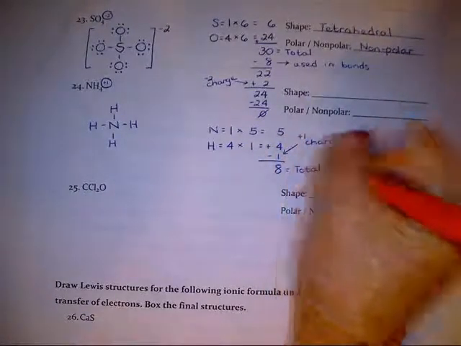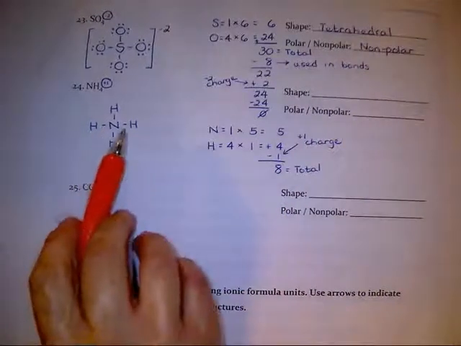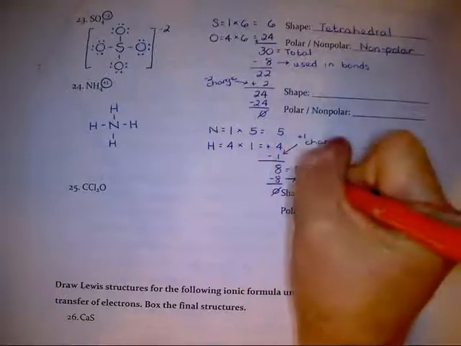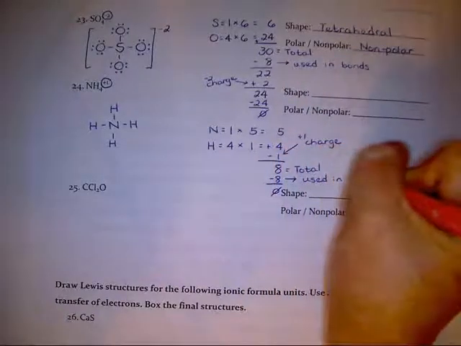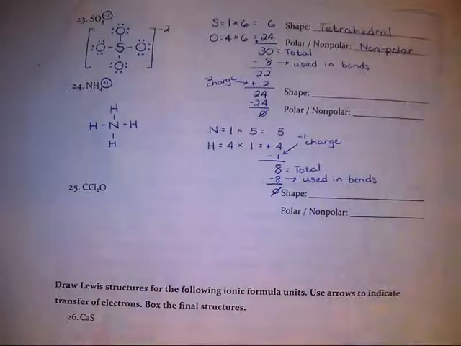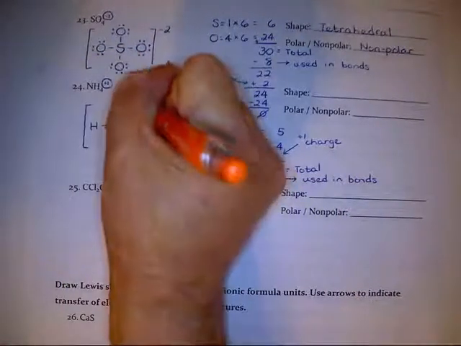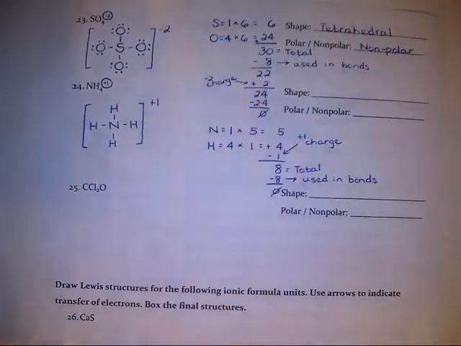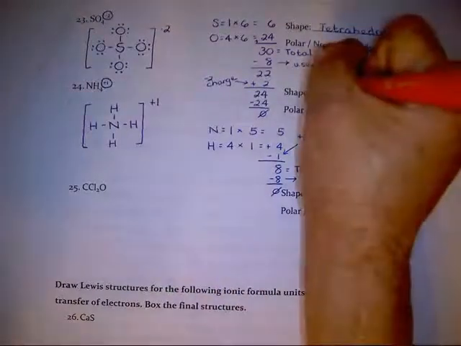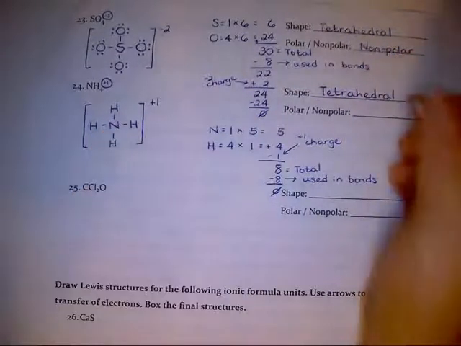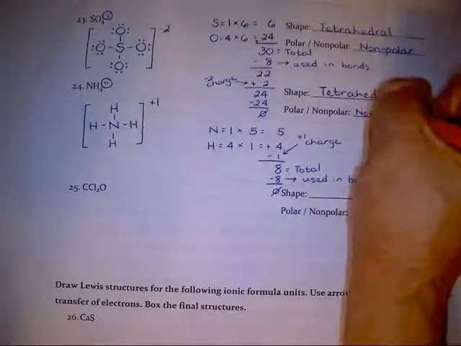Now let's figure out how many I've used up in the bonds. 2, 4, 6, 8. So I've used up all of them. This was used in the bonds. So that's pretty much it. All we need to do is put this in a bracket and put a +1 charge on the outside. The shape, it has 4 arms, tetrahedral. All of the outside looks the same, therefore it is nonpolar.